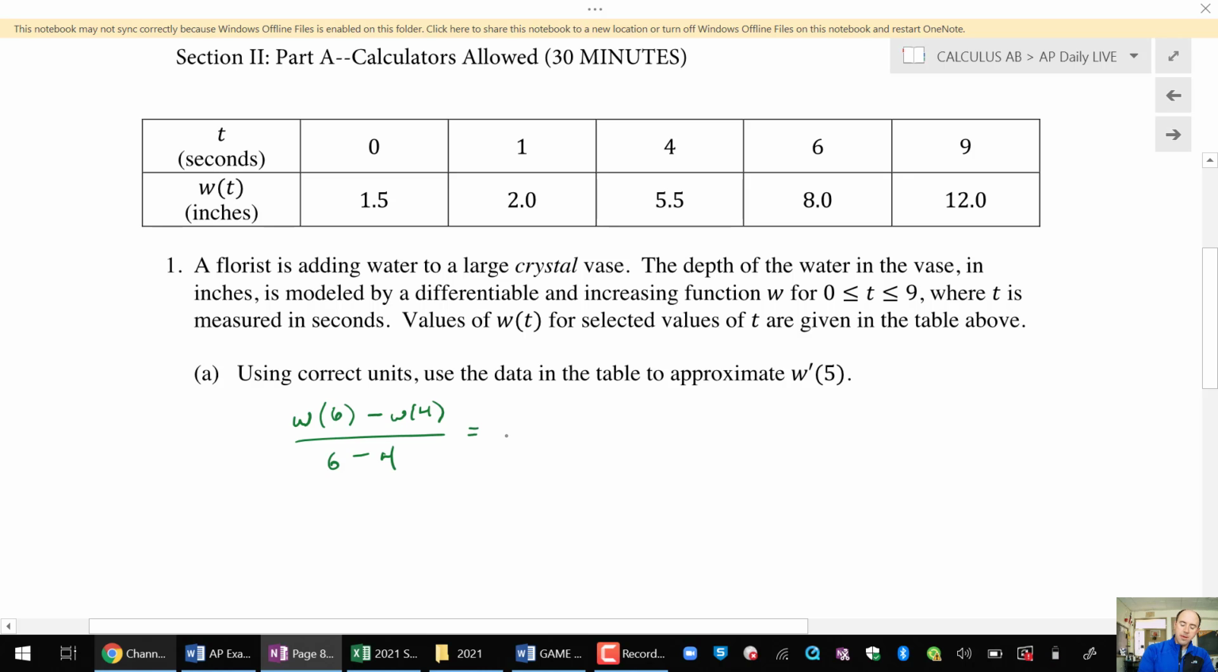So that would become 1.25 will be the value. You can check that on the calculator. And it says to use proper units. So it says w is in inches, so this is a difference quotient, meaning that 1.25 is inches per second. So it's a rate. It says to use appropriate units, so there's probably a point in that question allotted for the units.